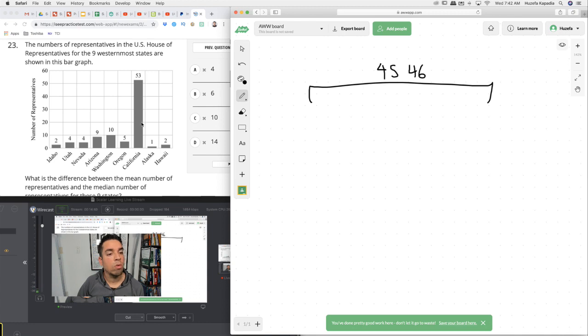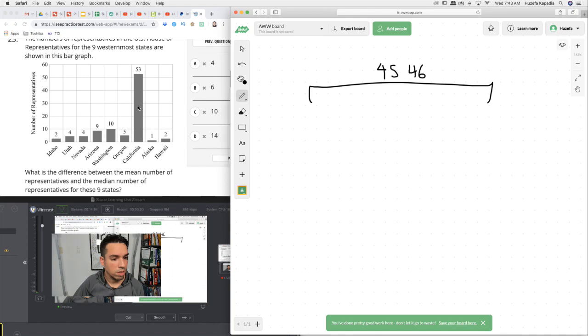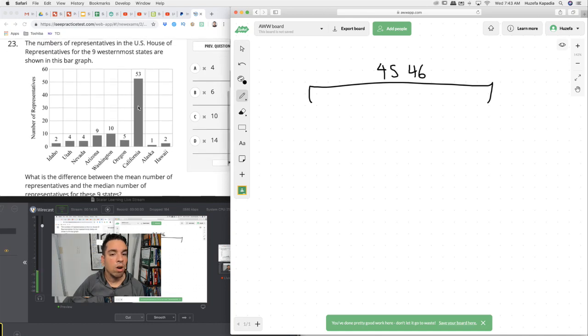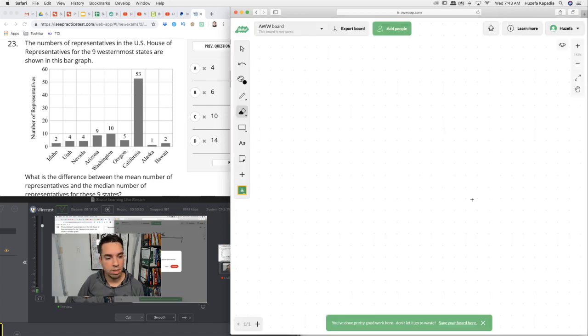Wait a minute. Hold on. Wait, I have to think about this for a second. Number of representatives and the median. Oh, I get it. No, I did that wrong. There's just 9 different states: 1, 2, 3, 4, 5, 6, 7, 8, 9. So we just rank these values in order, those 9 values, and we just find the middle.